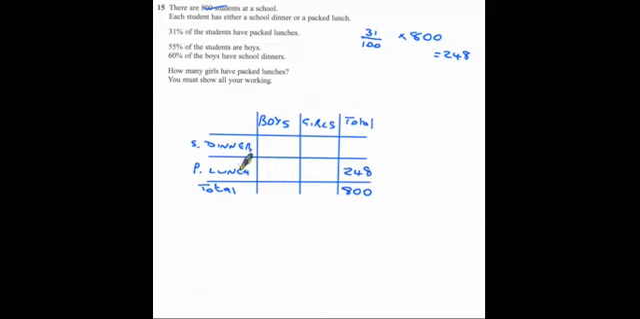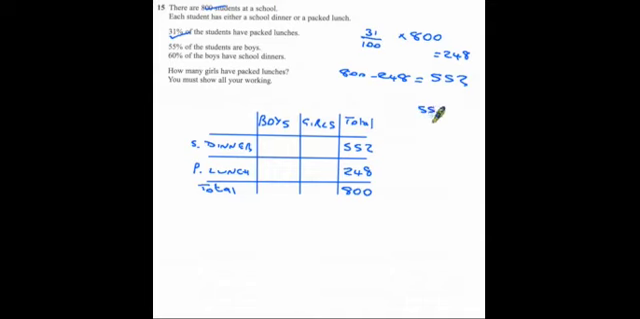From that we can work out how many students have school dinners, because it has to add up to 800 in this column here. So that is going to be 800 minus 248, which equals 552. So 552 total school dinners. We now know that 55% of the students are boys, so we need to find 55% of 800.